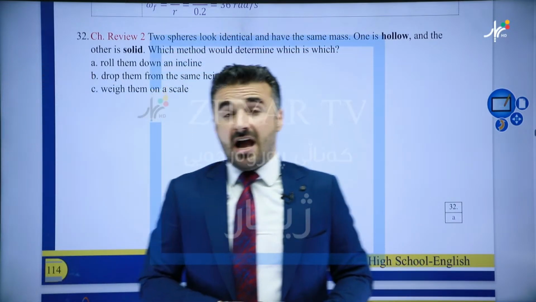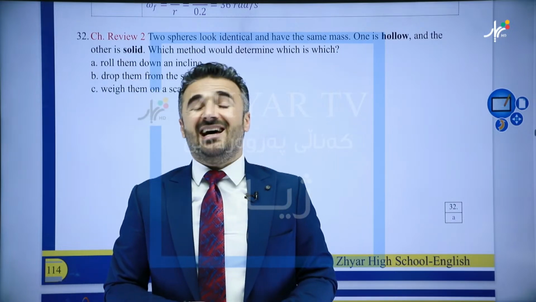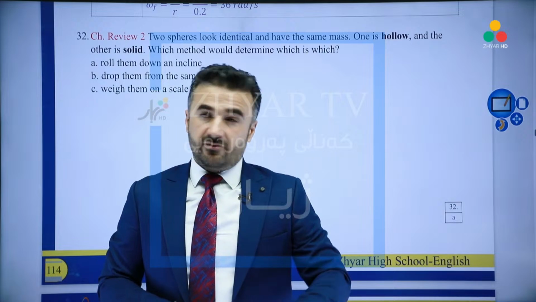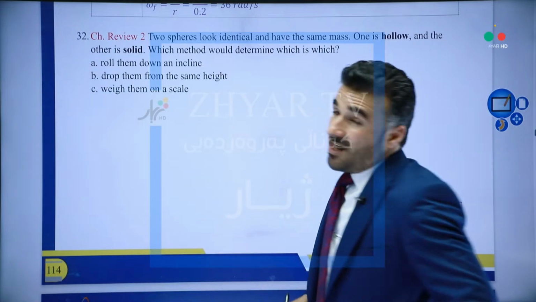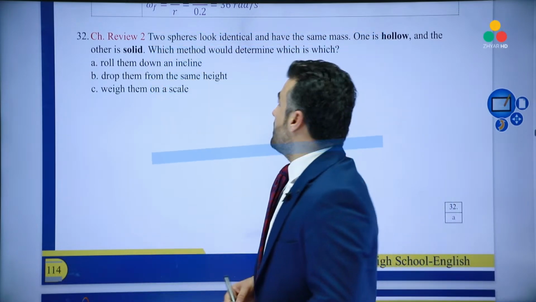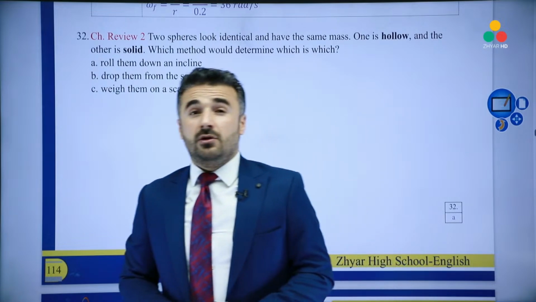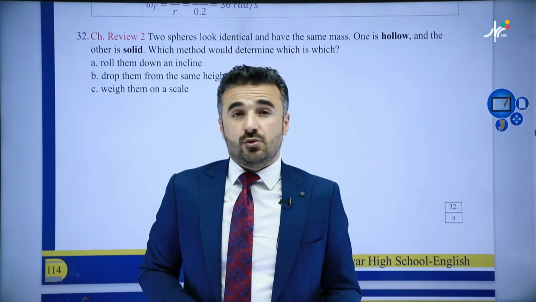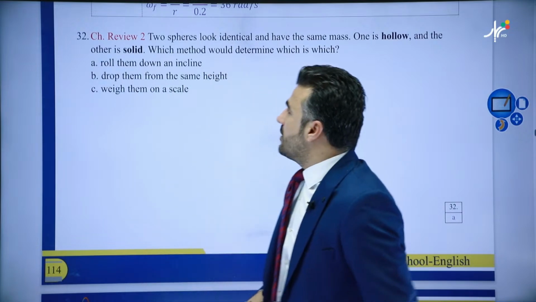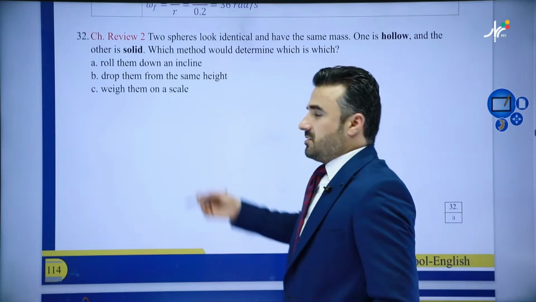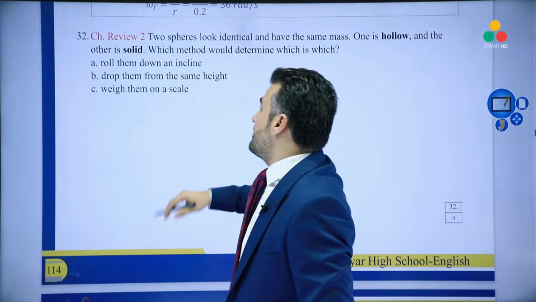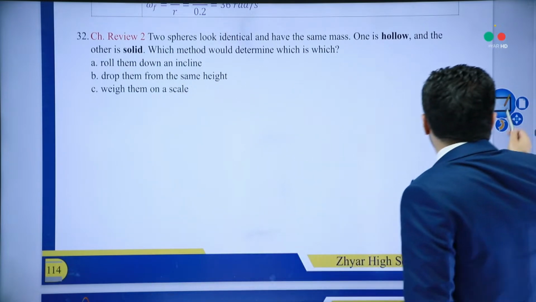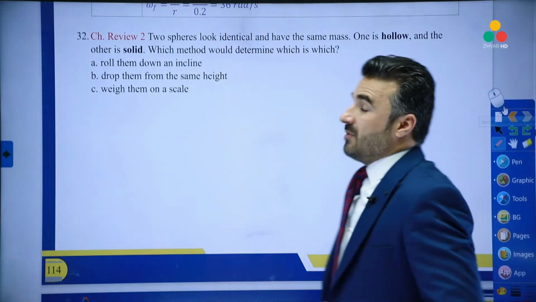So remember this, if they have the same mass, and of course the shape is identical, can we say the shape is identical? Sort of, because it says what? Two spheres look identical, so almost, yeah? And so in this case, we will not be able to see which one is which, yeah? But of course, there are ways where we can tell them apart. All right, so roll them down an incline, that is an option. I'll explain this in a second more. Drop them from the same height. What will happen if we drop them from the same height?